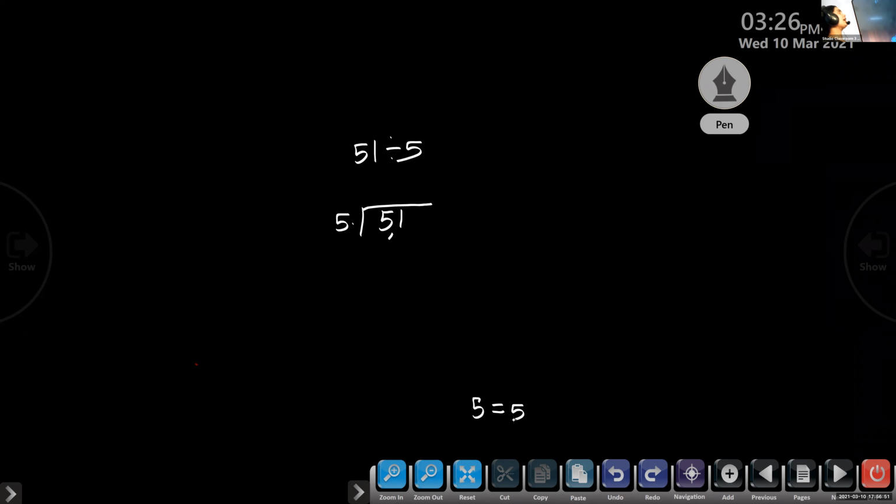So for that, all of you write the table of the divisor. Here the divisor is? 5. So write the table of 5 over here. 1, 5. 5 ones are 5.